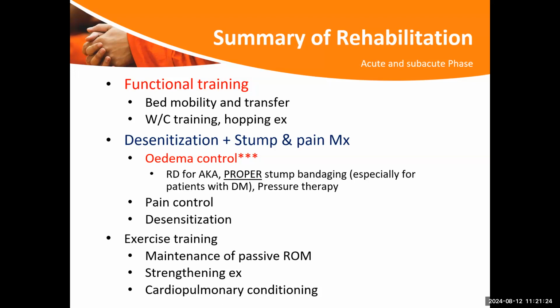So the major thing is edema control. If the patient has better edema control, then they will be measured for the prosthesis quicker and can go back home quicker. You can imagine for diabetic patients, this is even more important, with proper stump bandaging to improve the stump shape and the stump size, because diabetic patients have poor distal circulation. So this is what we do in the acute phase.